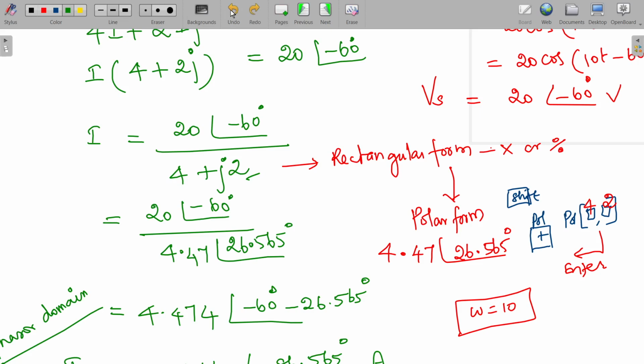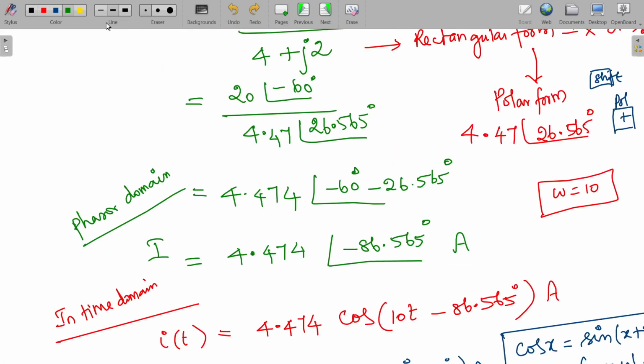So you have to write this real part as well as the imaginary part here, and then you press enter. Then you will get this as your answer: 4.47 with the angle 26.565. So you substitute here in the denominator. Then you can perform this division.